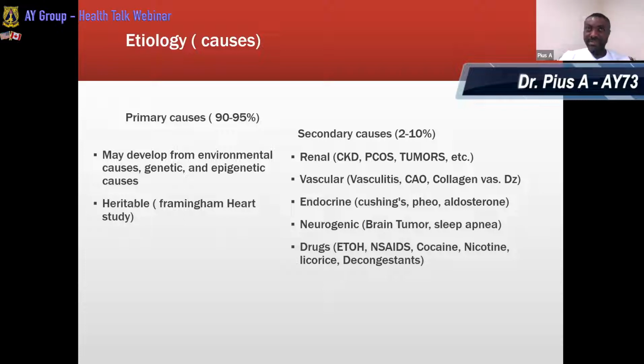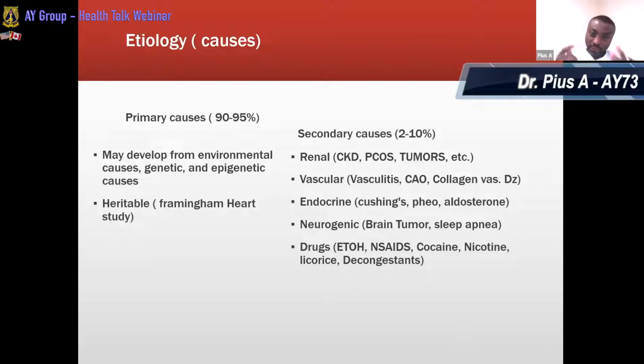95% of the time it's that. But then there are other cases where you have high blood pressure because you have other issues. It's secondary to something that you have. Or kidney problems like chronic kidney disease, maybe diabetes causing that, polycystic ovarian syndrome, usually women, other tumors. When we talk about blood vessel issues, vasculitis, coarctation of the aorta, different things.